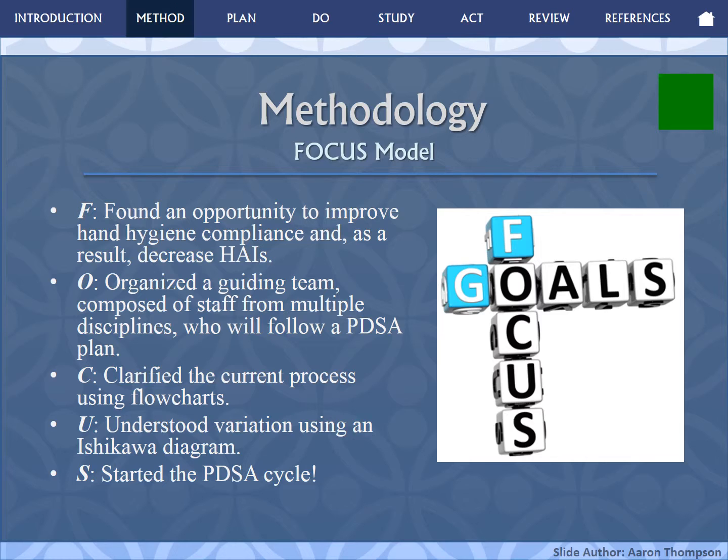Then, for C, we use flowcharts to clarify how the process works currently. For U, we'll use Ishikawa fishbone diagrams to identify problems, variations, and obstacles in the current process. Finally, for S, we'll initiate the PDSA cycle.